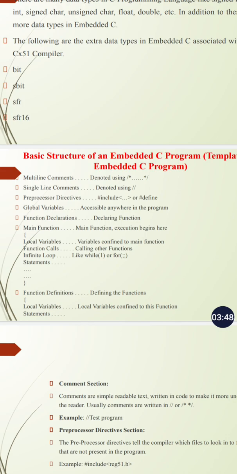Variables are of two types. First is the global variable, second is the local variable. A global variable is a type of variable which can be accessed throughout the program from any location. A local variable is a type of variable which is accessible only within the scope of that function or program. The main function is the starting point of your program execution.